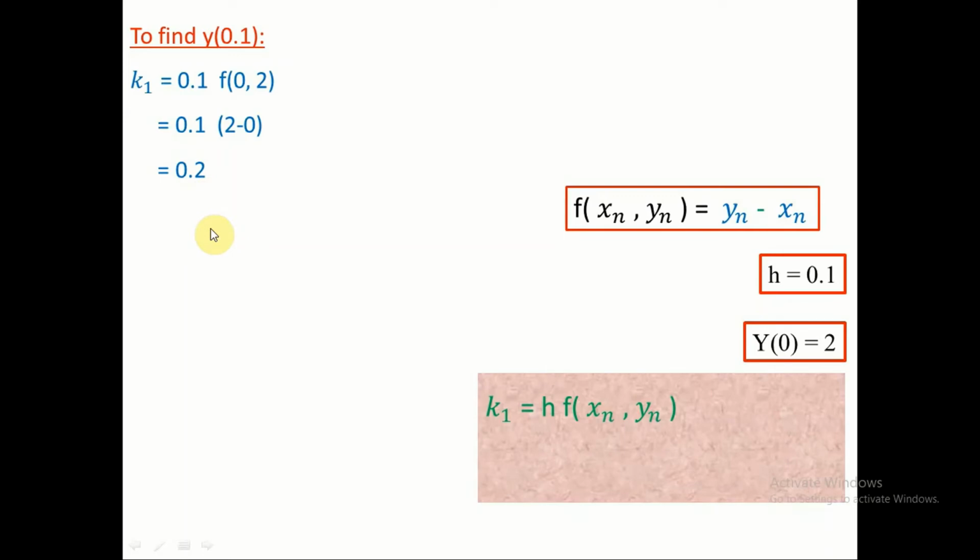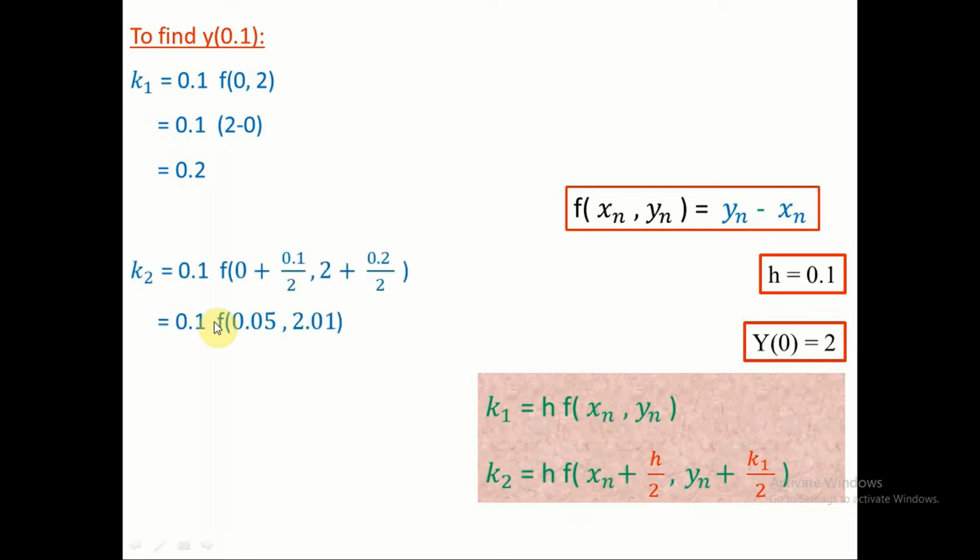Now let us find the value of k2. The formula for finding k2 is h into f of x n plus h by 2, comma y n plus k1 by 2. Substituting the values of x n, h, y n and k1, we get this step. That is equal to 0.1 into f of 0.05, comma 2.1. Substituting x n equal to 0.05 and y n equal to 2.1 in the f of x n, y n formula, we get 0.1 into 2.1 minus 0.05. That is equal to 0.205.